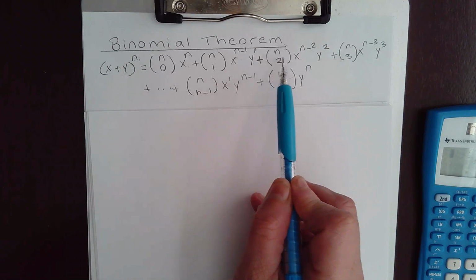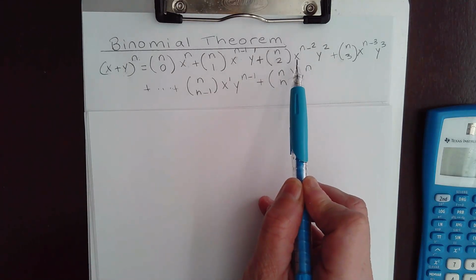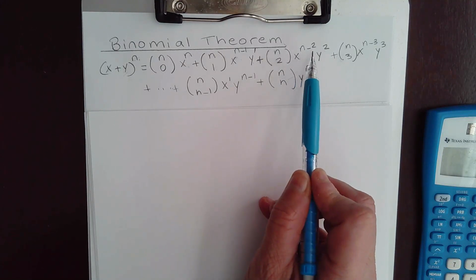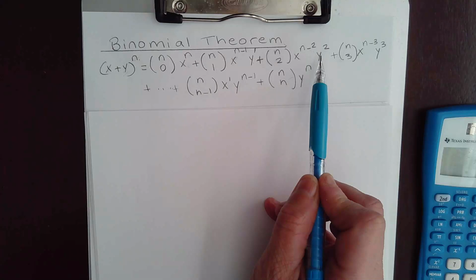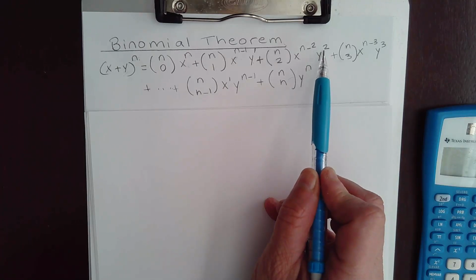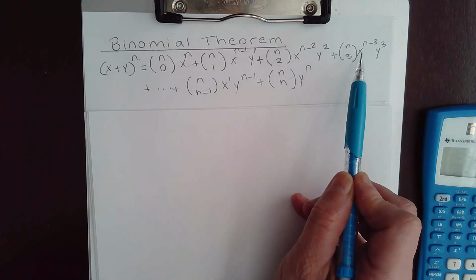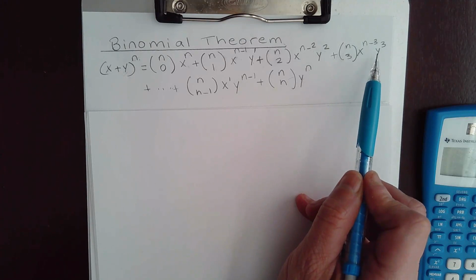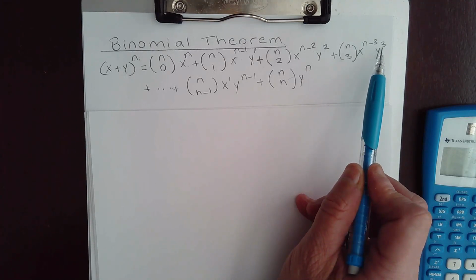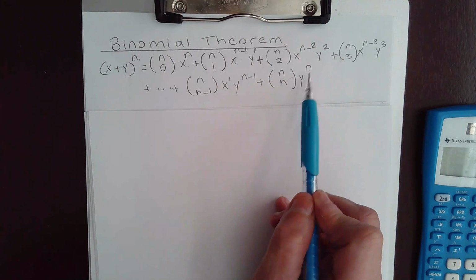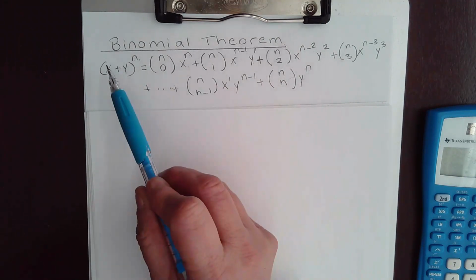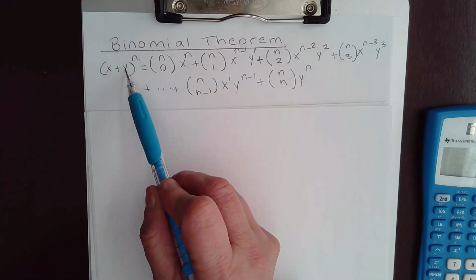In the next term, we're going to be losing a factor of x again, so we have x to the n minus 2, and then we're going to pick up another factor of y, so we have y squared. So again, this is going to be repeated. We're going to keep losing a factor of x, which is the first term, and we're going to pick up another factor of y, which is the second term, until we get at the end to y to the n. So we're going to start with x to the n, and we're going to end with y to the n.